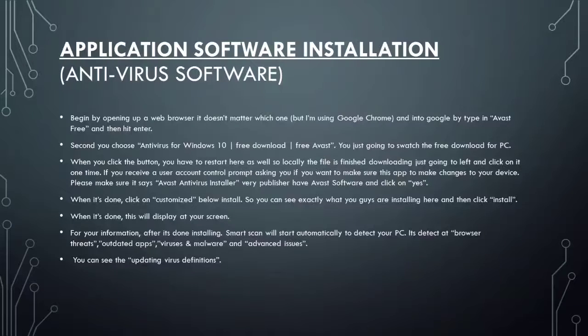If you receive a User Account Control prompt asking if you want to allow this app to make changes to your device, please make sure it says Avast Antivirus Installer, Verified Publisher, Avast Software, and click on Yes. When it is done, click on Customize below Install, so you can see exactly what you are installing here. When it's done, this will display on your screen.